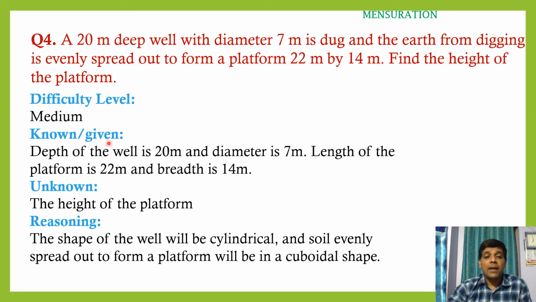Known, given: the depth of the well is 20 meters and the diameter is 7 meters. The length of the platform is 22 meters and the breadth is 14 meters. What is the unknown value? The unknown is the height of the platform.